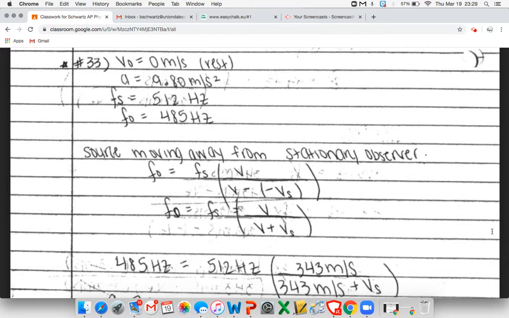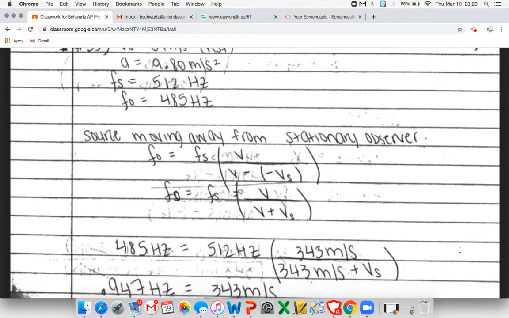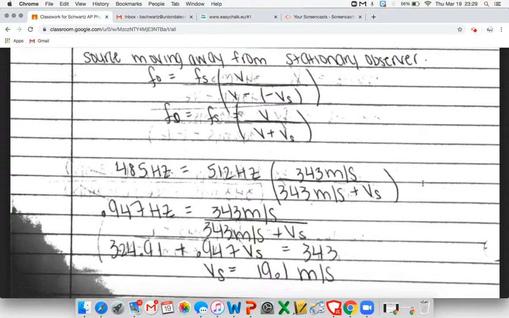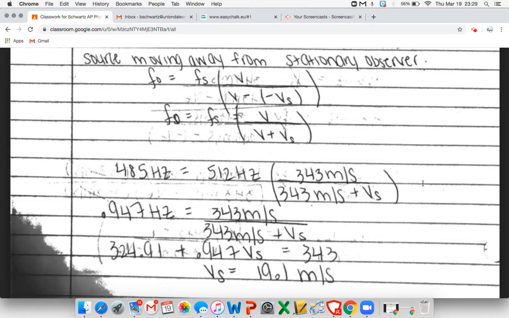meters per second. They tell you that your acceleration is 9.8 meters per second squared. The frequency of the source is 512 Hertz, and the frequency of the observer is 485 Hertz. Okay. The source is moving away from the stationary observer based on what they tell you in the problem. So because of that, I used this formula right here. Plugging in my values, I solved for the velocity of the source to be 19.1 meters per second. That's step one.